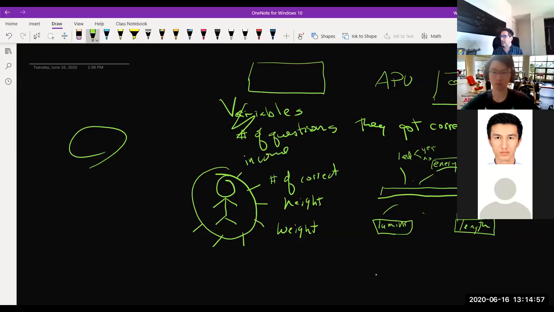I have no idea what energy consumption is. Let's do the length instead. So this one would be 30 centimeters, and this one would be 32 centimeters, and this one would be 35 centimeters, and this one would be 25 centimeters, right? So we'd get a bunch of numbers there, and that's what we got in this question. We got a bunch of numbers here, right?